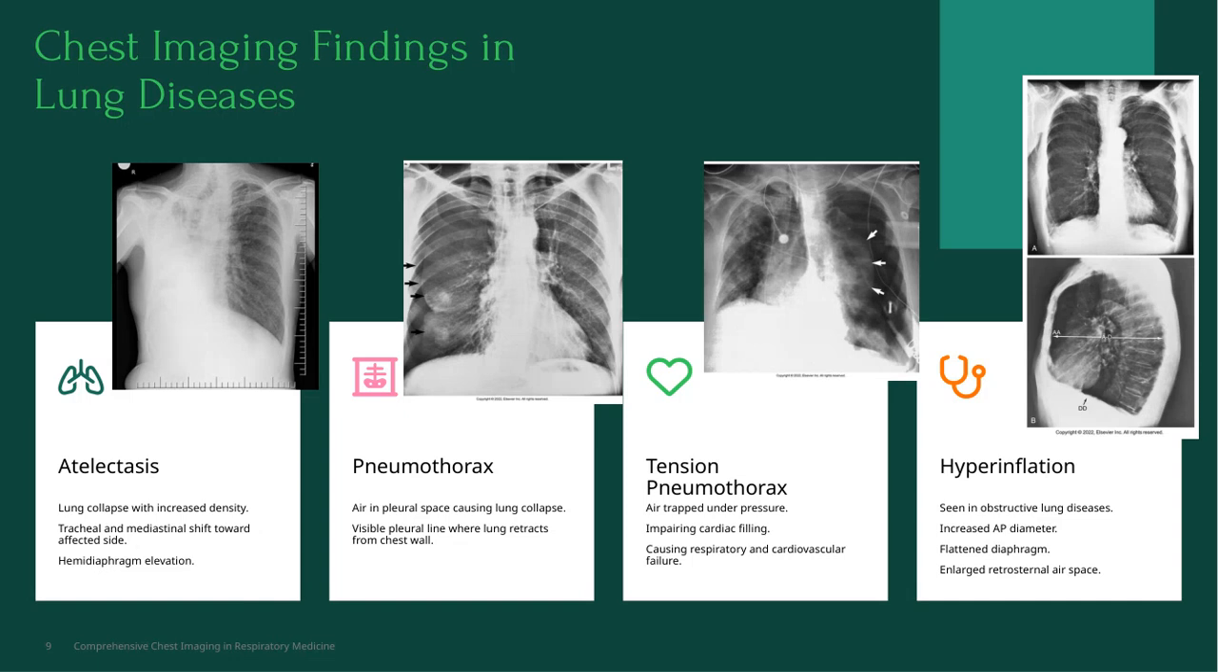Let's take a closer look at some key findings we see in chest imaging related to respiratory conditions. First, atelectasis, which is essentially lung collapse. On imaging, you'll notice an increased density in the affected area, and often you'll see the trachea and mediastinum shift toward that same side. Additionally, the hemidiaphragm on that side may appear elevated, giving us clues about the underlying process.